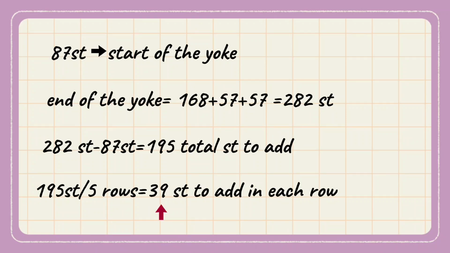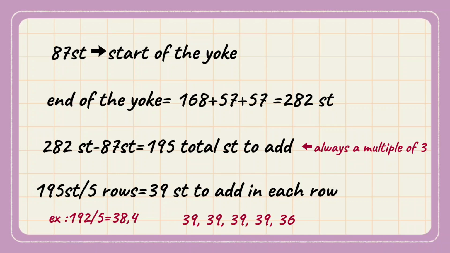This number needs to be a multiple of 3. Your total number of stitches to add is going to be a multiple of 3, but it may not be divisible by 5. In this case, you can adjust the number of stitches to add in each of these rows to be a multiple of 3. For example, 192 stitches is not divisible by 5. So in this case, I would do 4 rows with 39 stitches and 1 with 36.